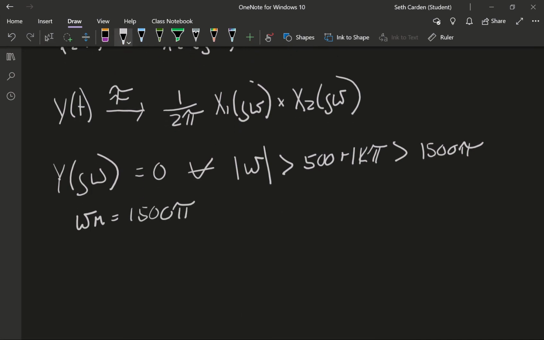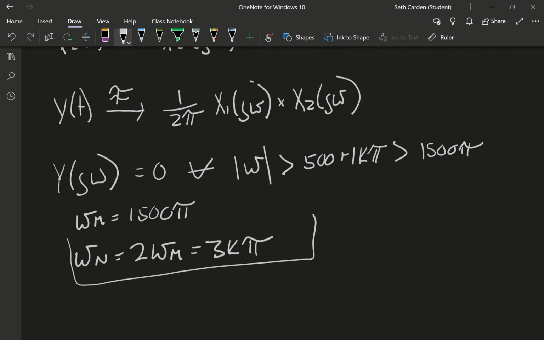The Nyquist rate is defined just as 2 times omega m, so 3k pi. Okay, that's it. That's number 7.